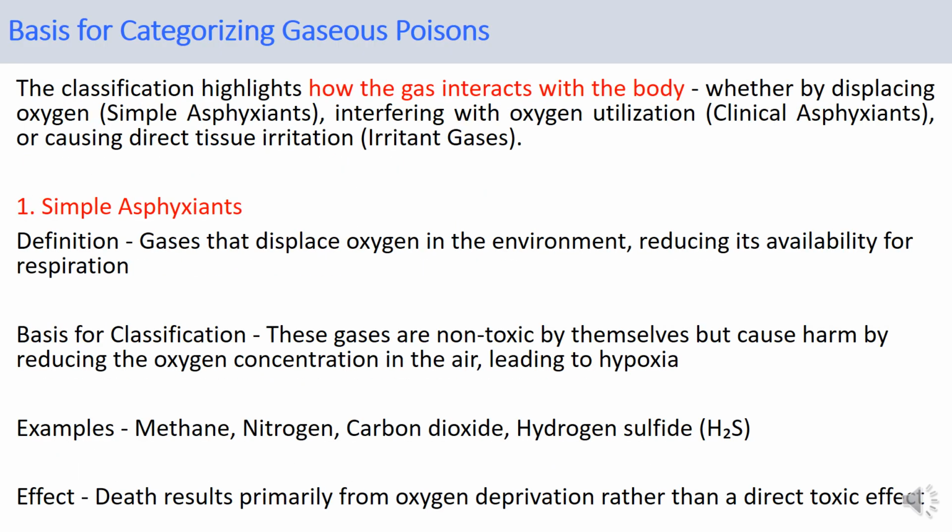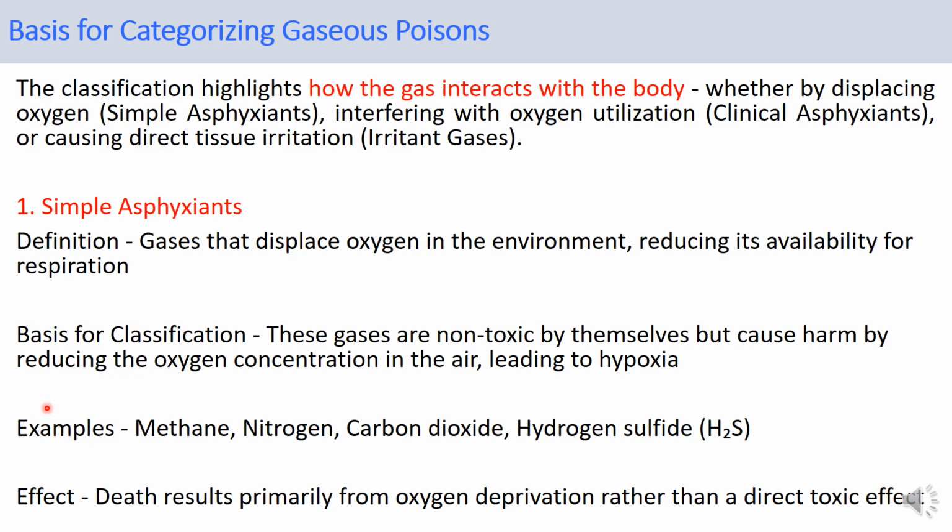Right. Basis for categorizing gaseous poisoning. Now we are going to categorize the basis. The classification is based on how the gas interacts with the body. There are 3 kinds: simple asphyxiants, chemical asphyxiants, and irritant gases. Now we are going to describe them one by one.